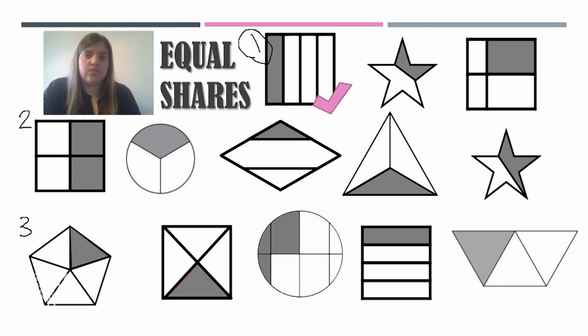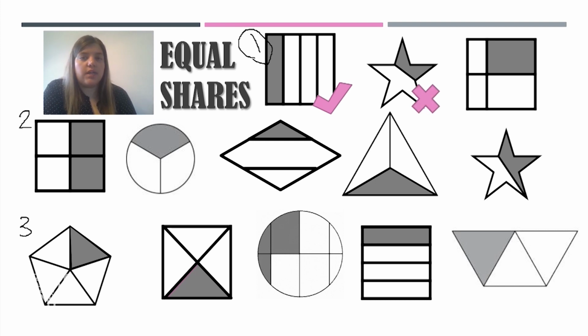Now let's move next door. Looking at that star. Does that star split equally into 2 pieces? Remembering a star has 5 points. Now look closely. I only have 2 points colored in and I have 3 points that are white. That means that that star is not divided equally.